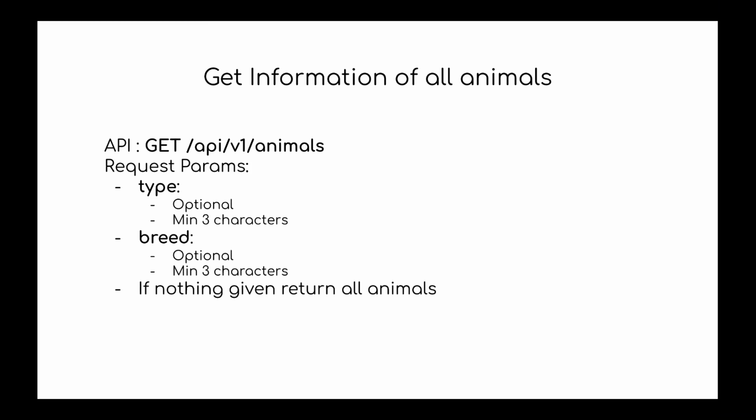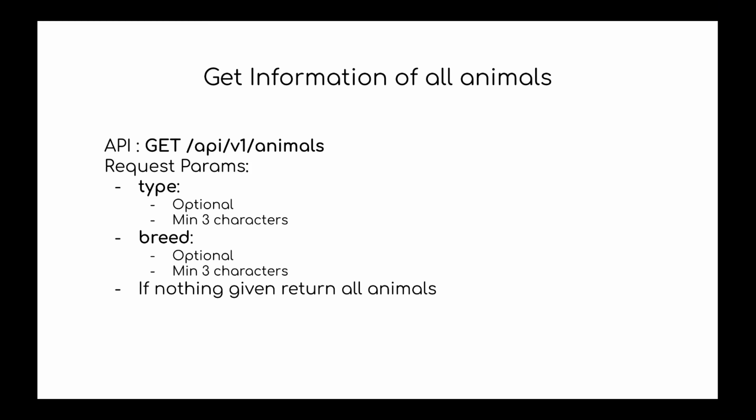For getting information of all animals, we have to develop an API with a GET endpoint as /api/v1/animals. Here v1 is the version of the API. API security is not needed as of now. This will mostly not be the case in real applications, but for simplicity, let's assume our API will not be secured. The API accepts two optional request parameters.